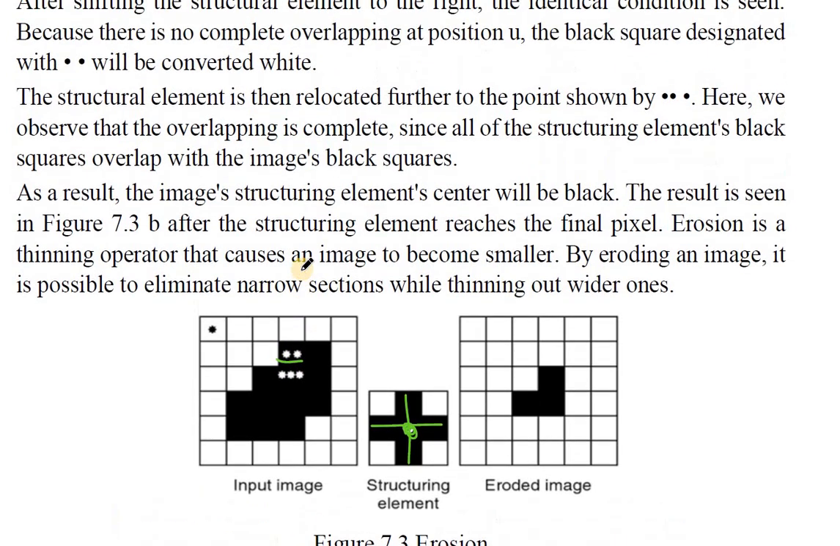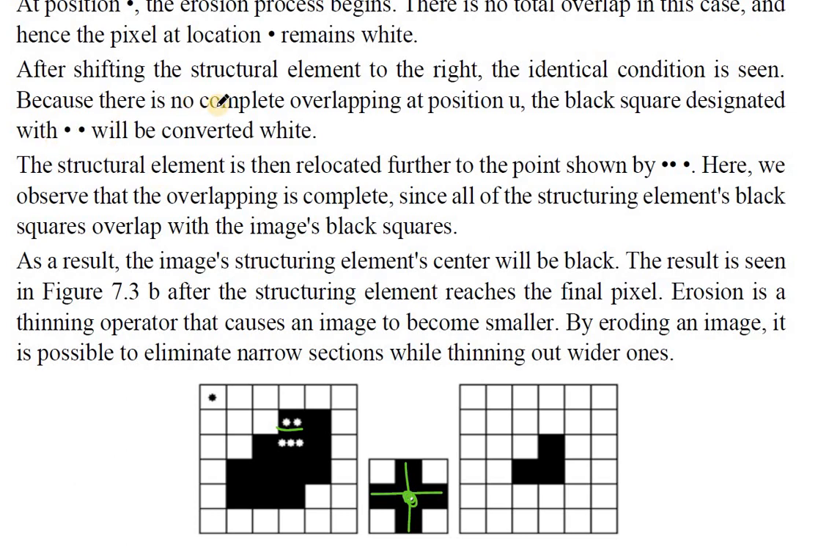Now you place your structuring element over here. Is it going to match completely? The answer is no. If I place it at this position, there is no complete overlap. These two pixels which are supposed to be black are white. So what will we do? The pixel with the double dot that you see will be converted to white color, as you can see over here.